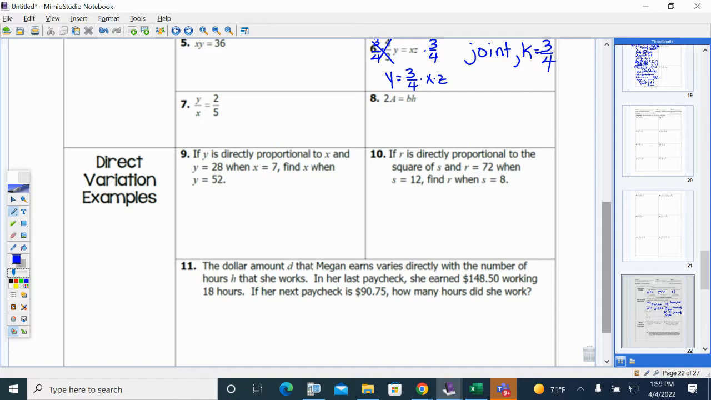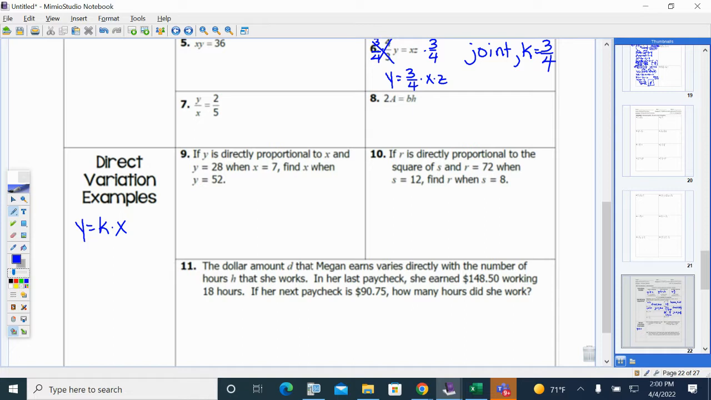So the way I like to set these up is as a proportion. And I want you to think of directly proportional. So y equals k times x. So it says y is directly proportional to x, and y is 28 when x is 7. Find x when y is equal to 52. So there's a couple of different ways I can show you how to do that.